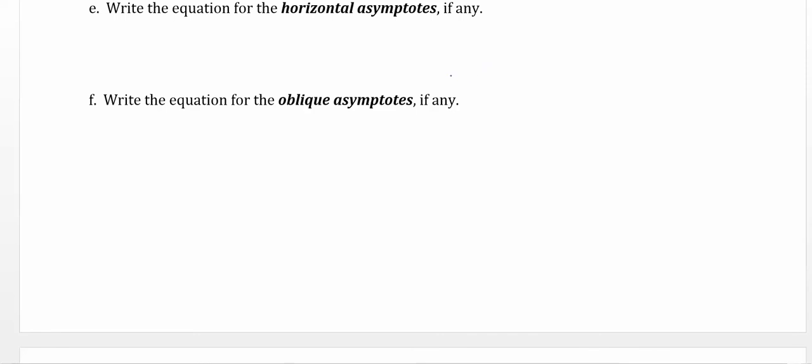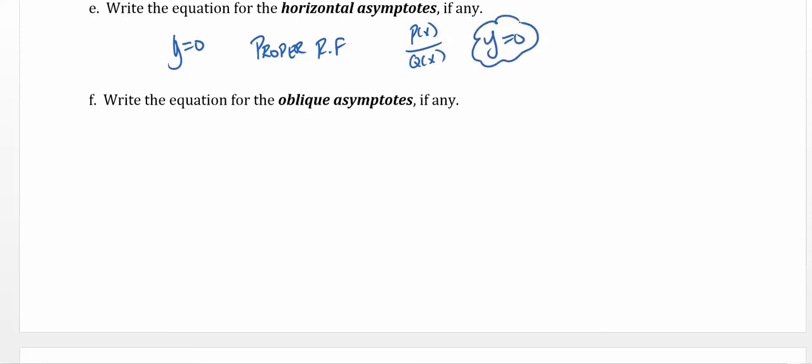For letter E, any horizontal asymptotes? Yes, there will be one, and it will be the equation y equals 0, because this is what's known as a proper rational function. Because the degree of p of x is less than the degree of q of x, you're guaranteed y equals 0 is the horizontal asymptote, and if there is a horizontal asymptote, there cannot be an oblique one, so you're good to go for that one.